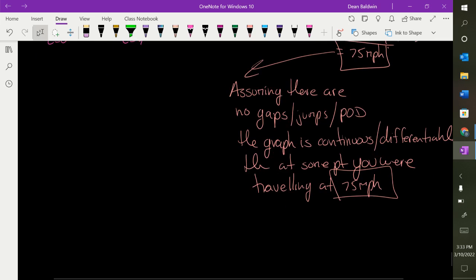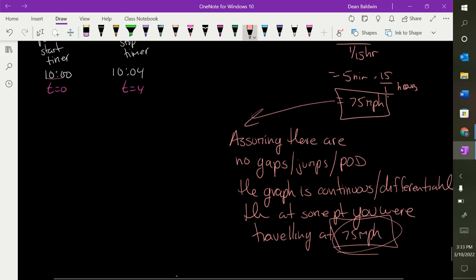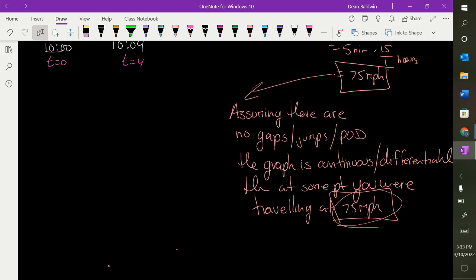Because to go from A to B in that amount of time, you had to be going at least 75 miles per hour for a certain amount of time. That is what the mean value theorem says. If the average velocity is over the speed limit, then at some point you exceeded the speed limit of 55. I hope that makes sense.